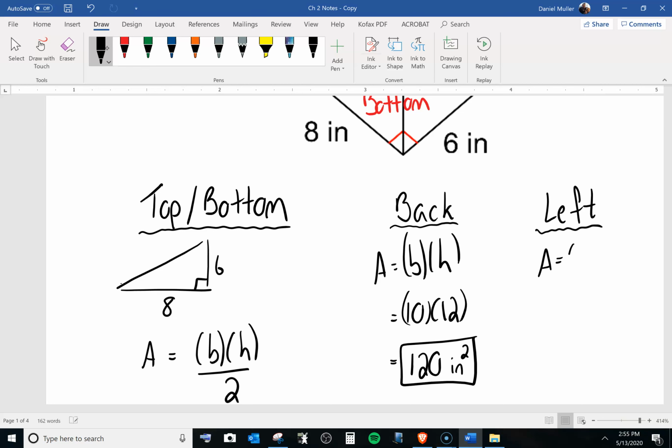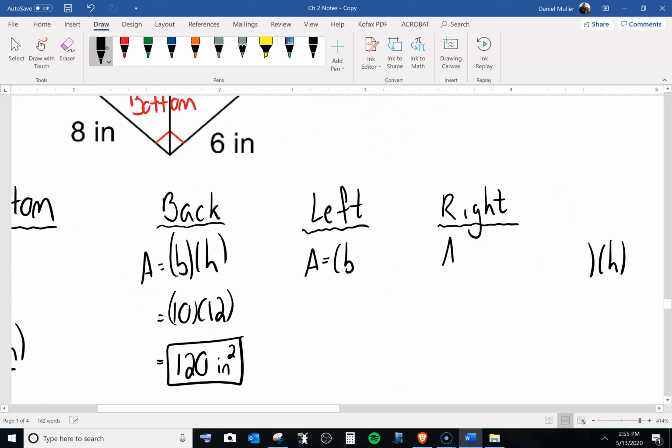Now I got to do the left. The left is also going to be a rectangle. In fact, the right is also, there's a bunch of rectangles, base times height.